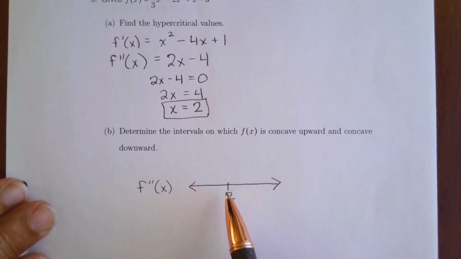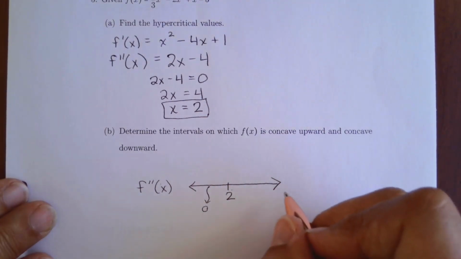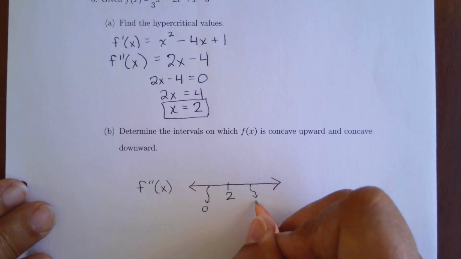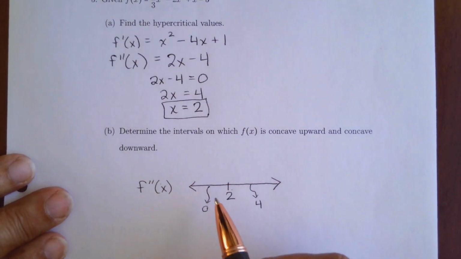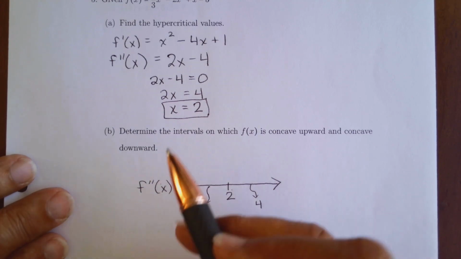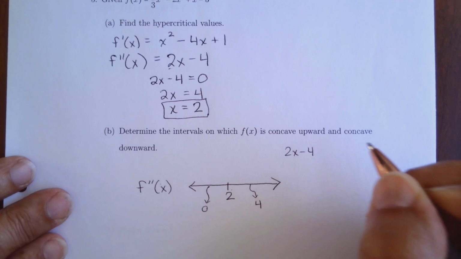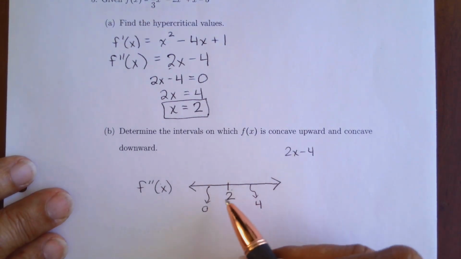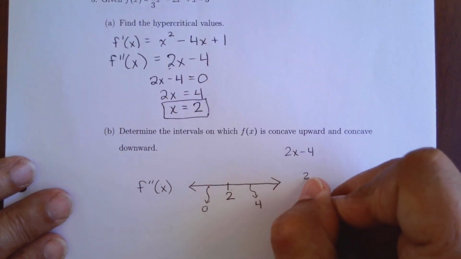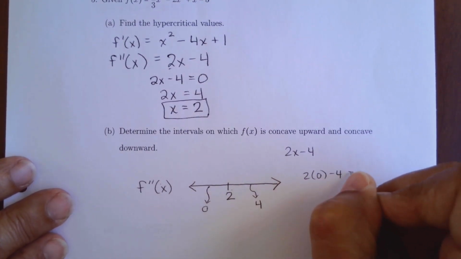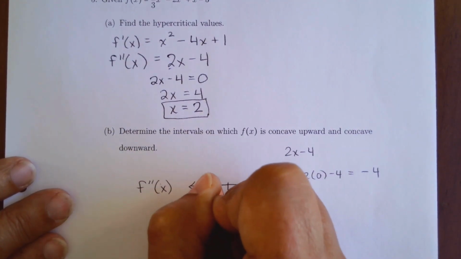All right, so we're going to do some test points. Pick something to the left of 2, 0 is easy. Pick something to the right of 2, 4. You can pick 3, doesn't matter. All right, you're testing it in the second derivative. So we're testing it in here, 2x minus 4. Okay, that's where we're putting it. So if I put 0 in here, 2 times 0 minus 4 is a negative number, right? Negative 4. So this side is negative.